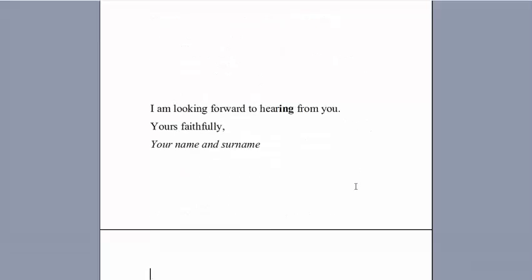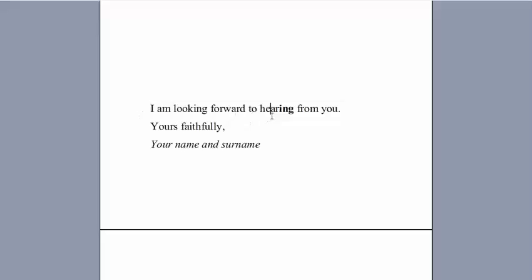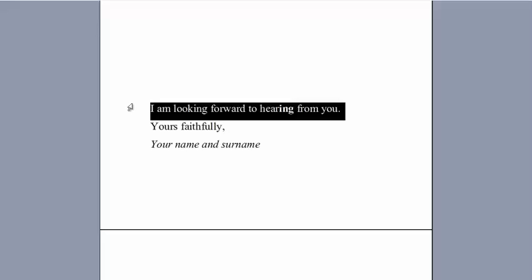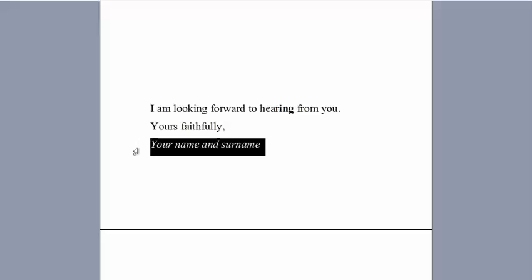Lastly, you're going to close your letter with this phrase over here. I'm looking forward to hearing from you. Please note that this is a standard expression. We'll learn it as is. So don't be confused by the fact that there is an ing here after to. All right? This is how it goes. I'm looking forward to hearing from you. Yours faithfully. And then your name and surname, your name and last name. You should put both.